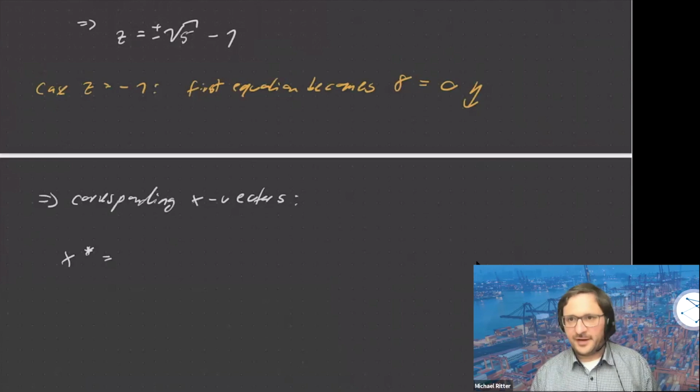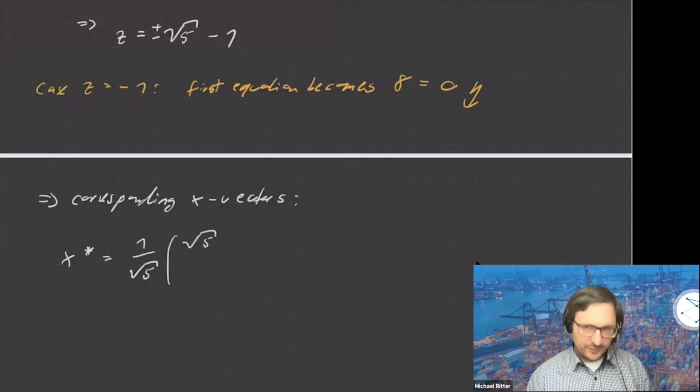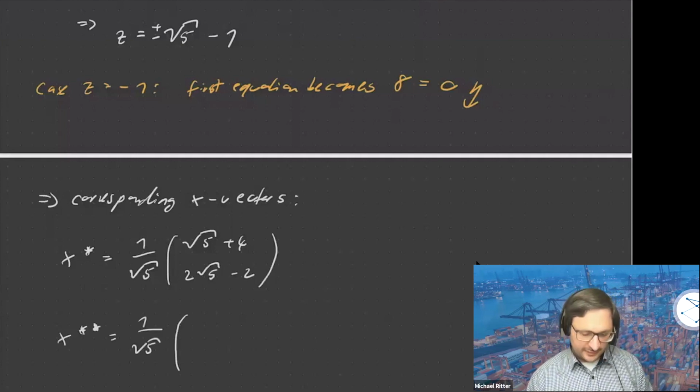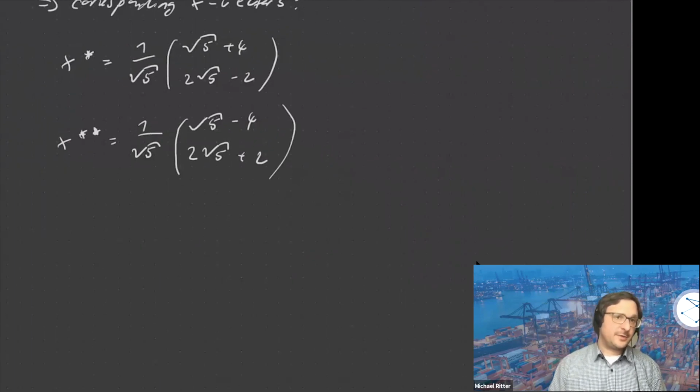Let me just abbreviate that computation a little and tell you what the result is. That's just basic algebra. So you get 1 over square root of 5 times (square root of 5 plus 4, 2 square root of 5 minus 2). And for the second, you get the candidate 1 over square root of 5 times (square root of 5 minus 4, 2 times square root of 5 plus 2). Okay, so those are the possible solutions, and that means those are our candidates for optima.